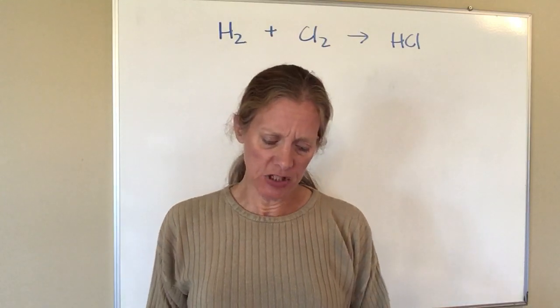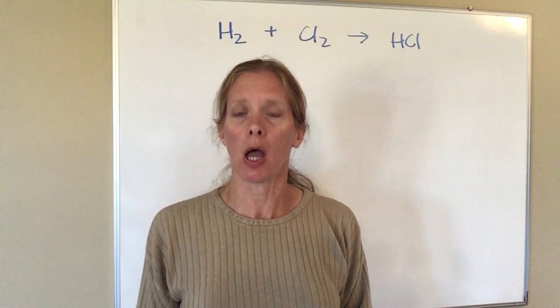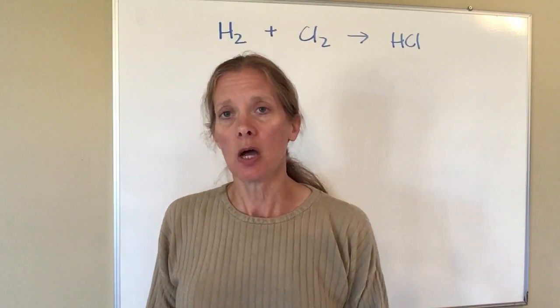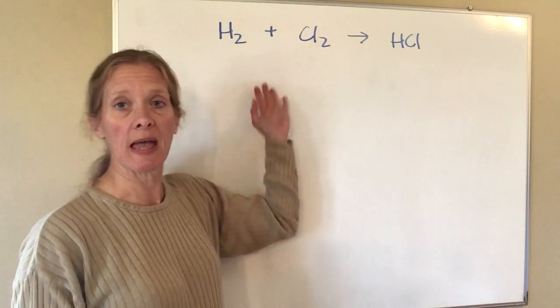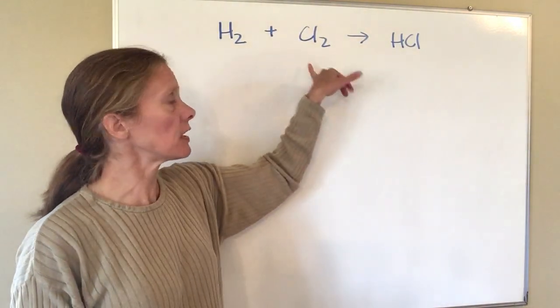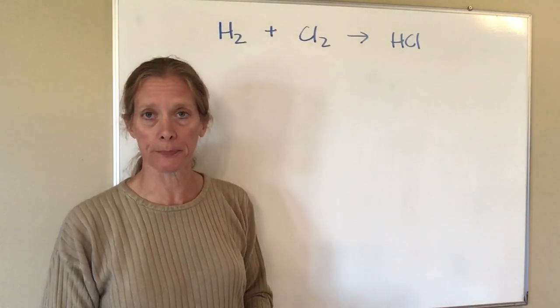So in this video, I'm going to work the same 4 examples that he works in the book, but we're going to balance them by inspection instead of by using a table. So the very first equation that we have is a pretty simple one to balance. We've got hydrogen and chlorine that combine to make hydrogen monochloride.